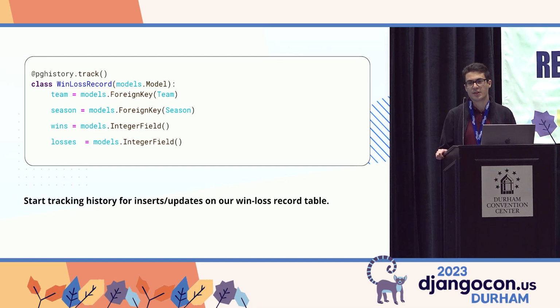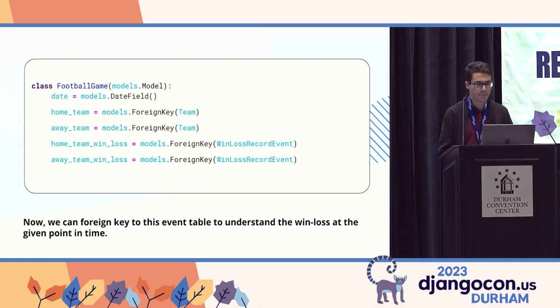Well, obviously you could just denormalize the data onto the table. That will work. But what if we want to keep all the information within this table? We can just add history tracking here. So for inserts and updates, we're going to have history tracking now.